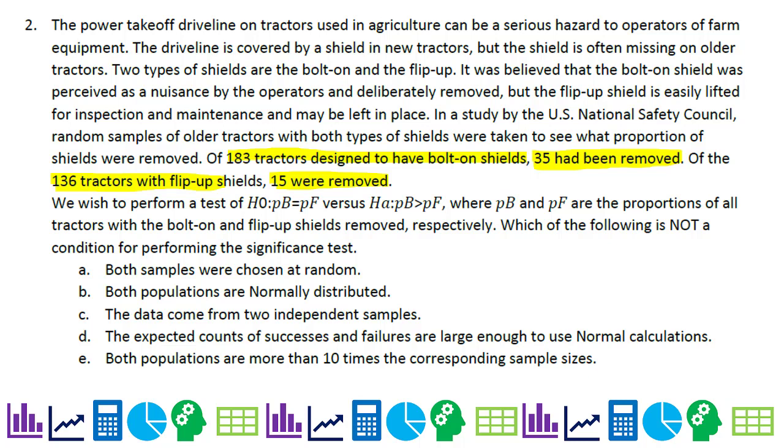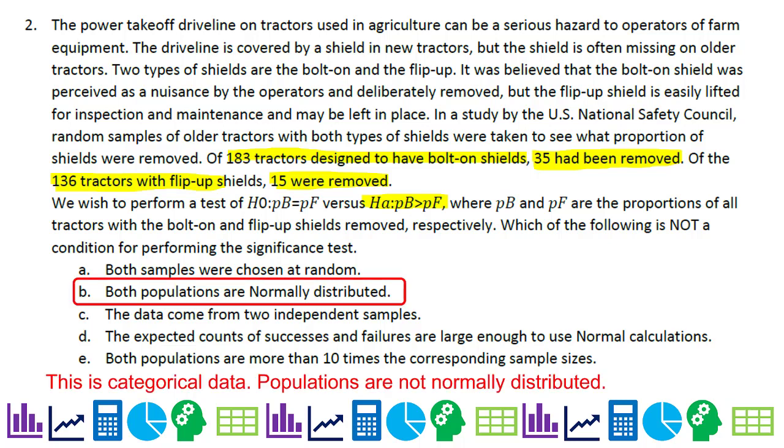So it is important we choose the samples at random. It does say both populations are normally distributed, but we got an issue here. This is categorical data. There is no normal distribution in the sense of, we're not recording numbers here. So this does not apply. B is not a condition for performing the significance test.